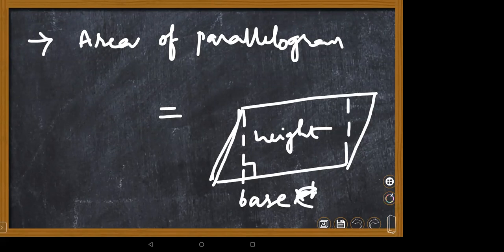Very good. If it is 1/2 into base into height, it's this type of triangle. Again, we have 2 triangles here. This is base into height. Just base into height you're supposed to find out. Why base into height? Area is nothing but base into height.